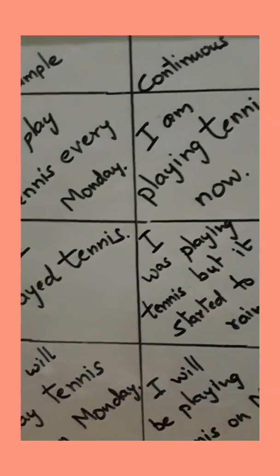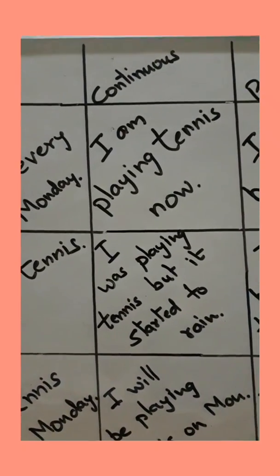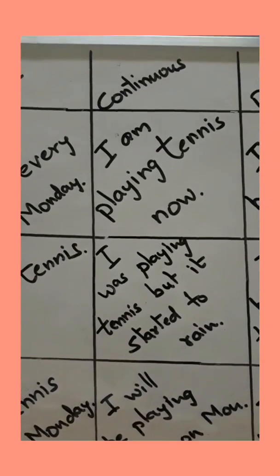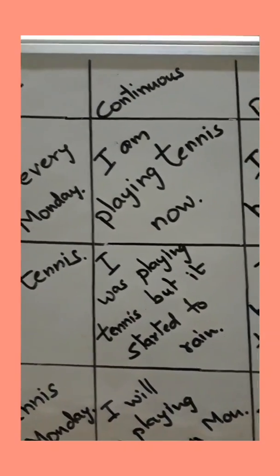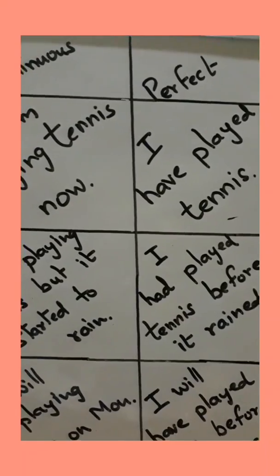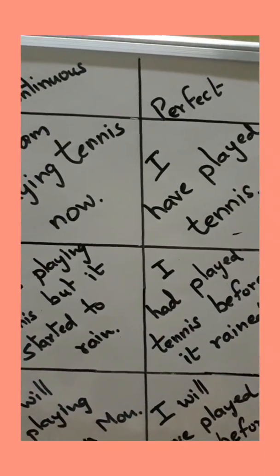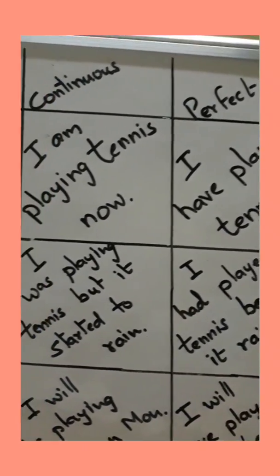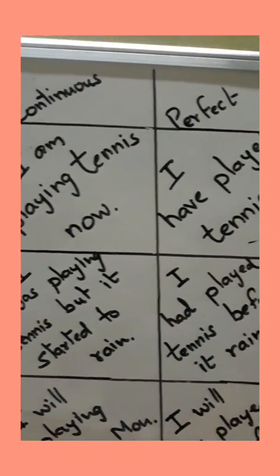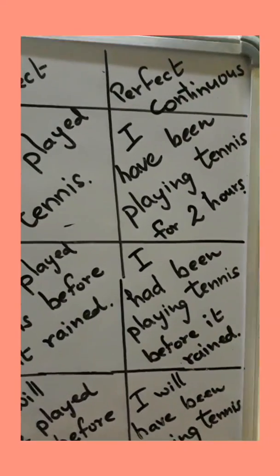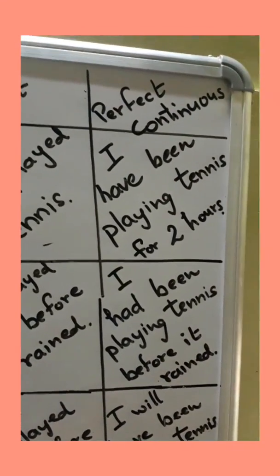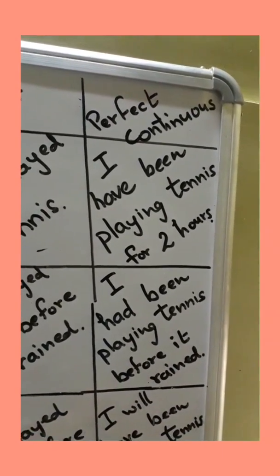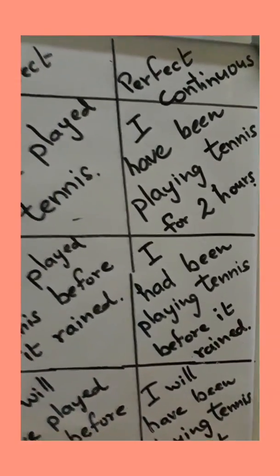Present continuous, I am playing tennis now. An action is happening at the time of reference. Present perfect, I have played tennis. Here we have seen that an action has happened at an unspecified time. And present perfect continuous, I have been playing tennis for 2 hours. An action that started in the past and is still continuing.